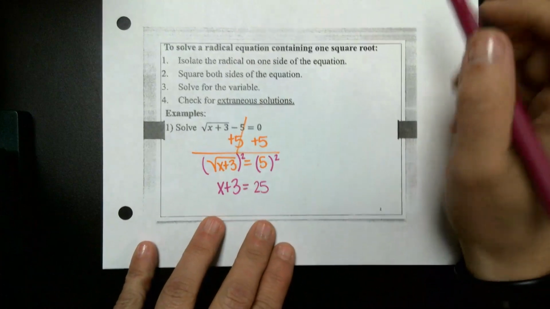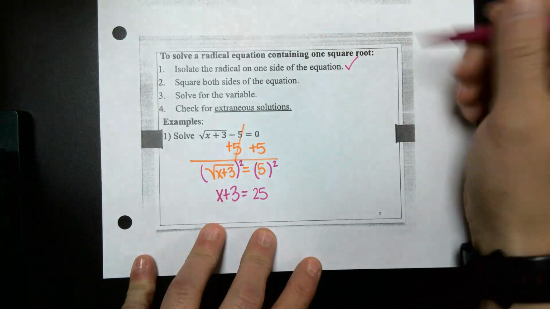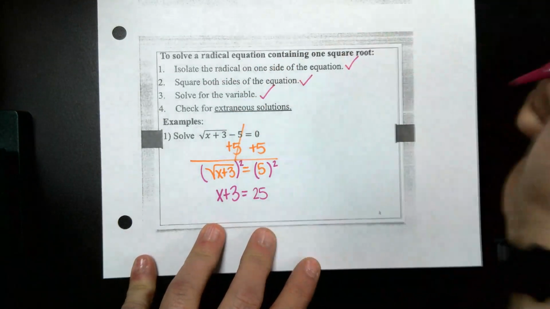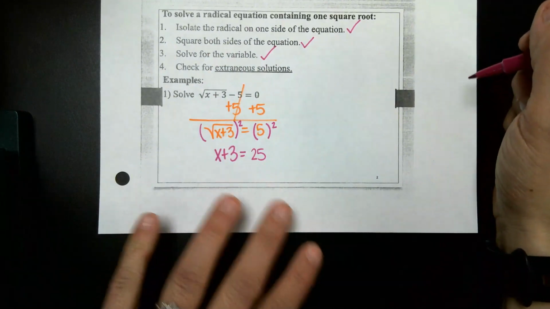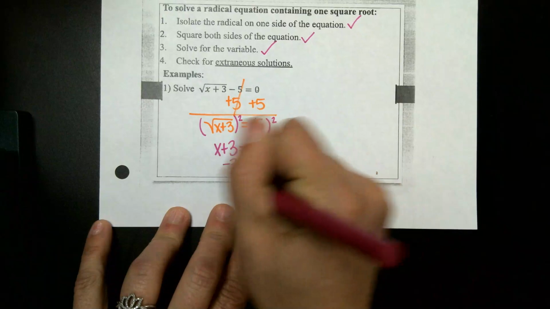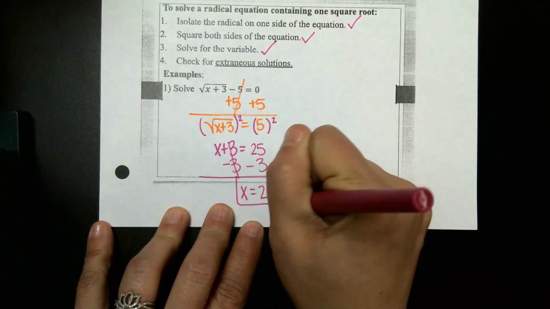Up here at the top where these steps were, isolate, which we did, we have now squared both sides, and now we're solving for the variable. What's my only step that's left? Subtract 3. And we get x equals 22.